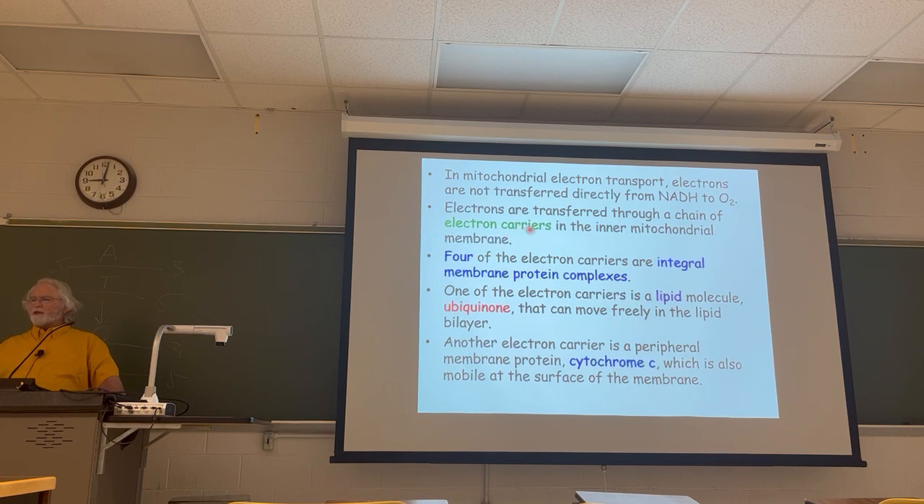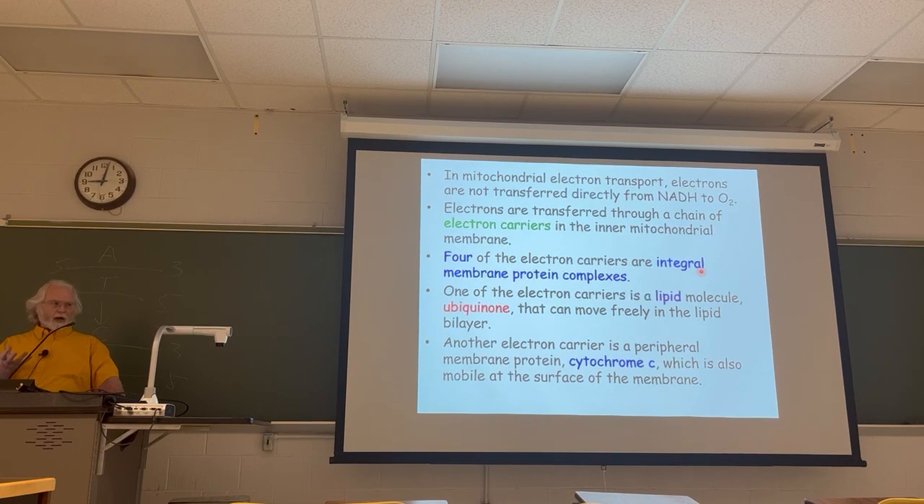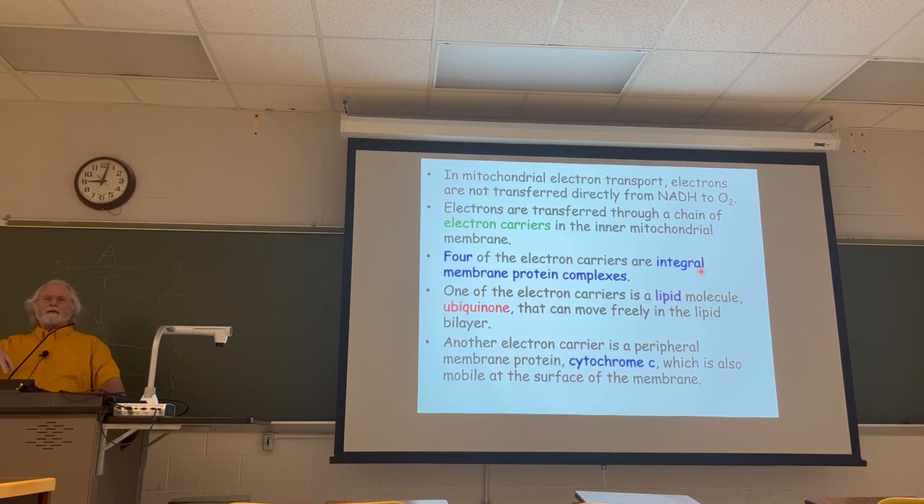So there's a chain of electron carriers in the inner mitochondrial membrane. We're gonna look at those in some detail. Four of those are integral membrane protein complexes. So they're proteins embedded in the inner mitochondrial membrane. That means that they have hydrophobic regions that pass through the hydrophobic interior of the lipid bilayer, and they span the bilayer, so there are some protein domains on the outside of the inner mitochondrial membrane and some on the inside. And they're protein complexes, composed of multiple protein subunits.